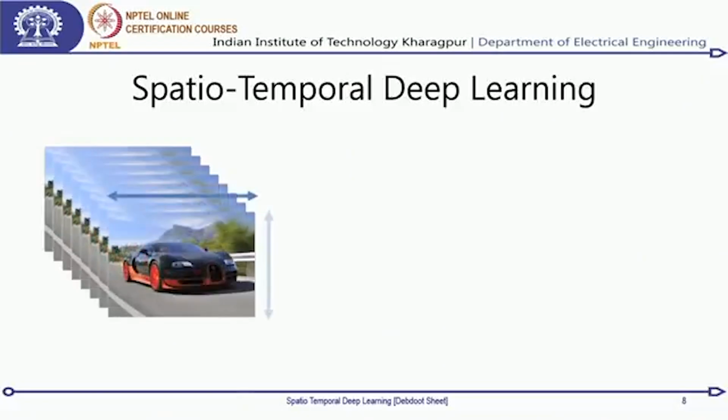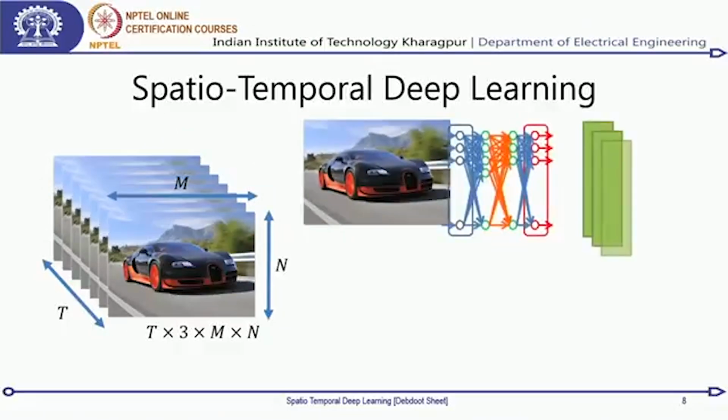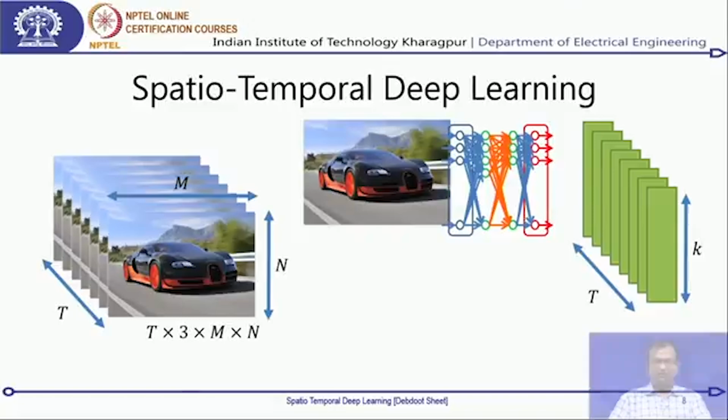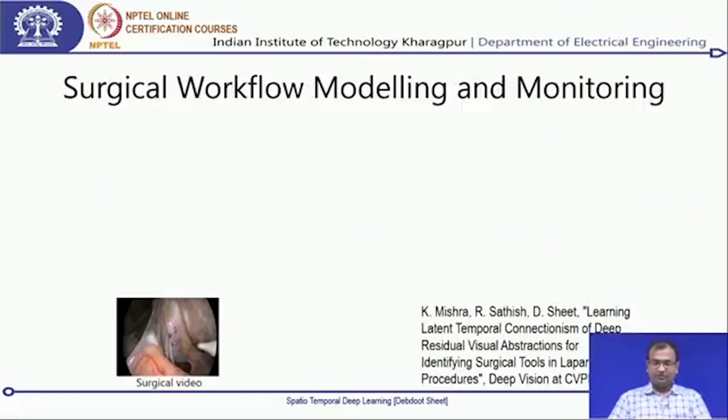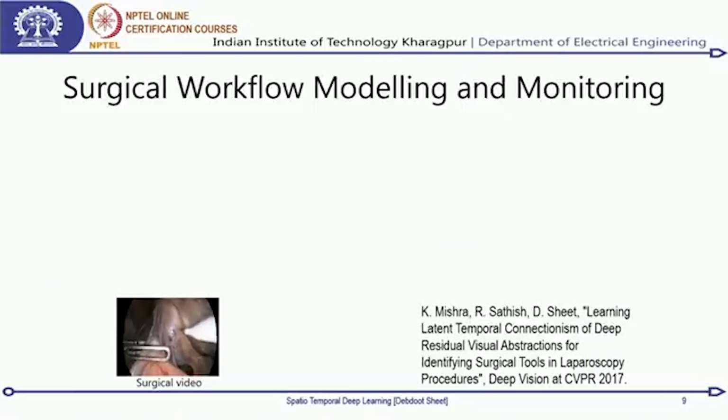So, now what happens in that case is that you have your video which has t cross 3 cross m cross n frames. Now, I take only one frame at a time from one particular instance of t, and I pass it through one of my neural networks, and then I get my output tensor. This output tensor is of size k cross t. So, essentially, if I use another concept, a recurrent neural network, I should be able to use those features as input to it.